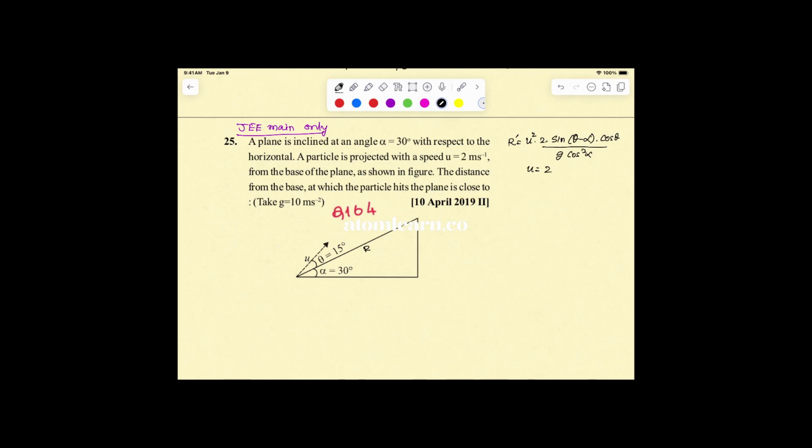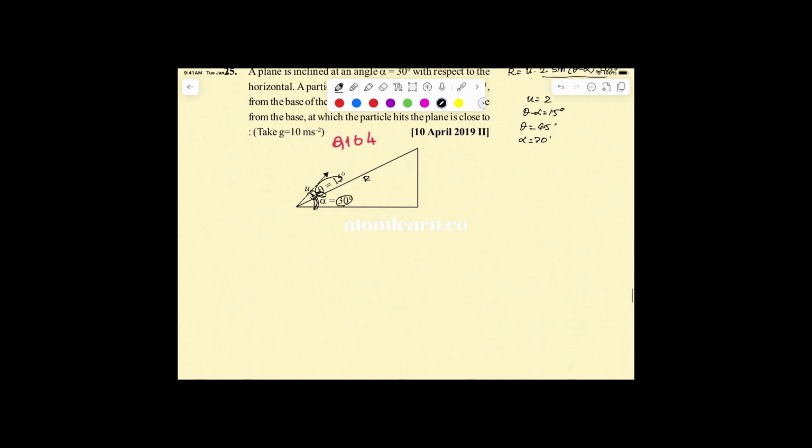U equal to 2 is given. Then theta minus alpha, we have to take it as 15 degrees, because in this particular figure they have given theta as only this part, whereas in our formula theta is the whole theta, which is 30 plus 15, 45 degrees. Alpha is 30 degrees. Therefore we must take theta minus alpha as 15 degrees, theta as 45 degrees, and alpha as 30 degrees. If we use this, we can calculate R dash. Okay, let's go to the next problem.